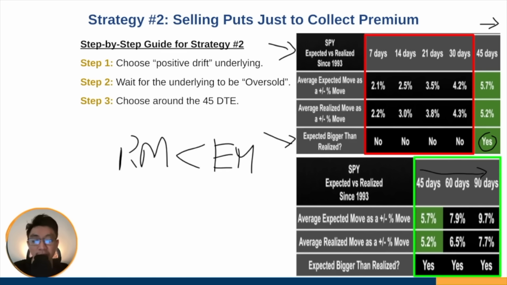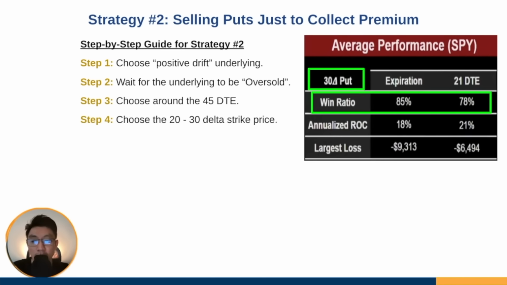All you got to know is that it translates to a slightly higher win rate than the theoretical win rate and net profitability in the long term. Now, next, step number 4 is to choose the strike price. So how do you know which strike price to choose?